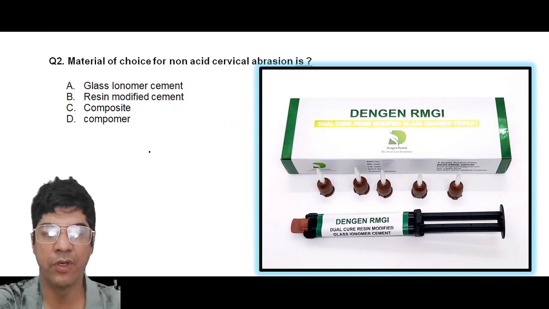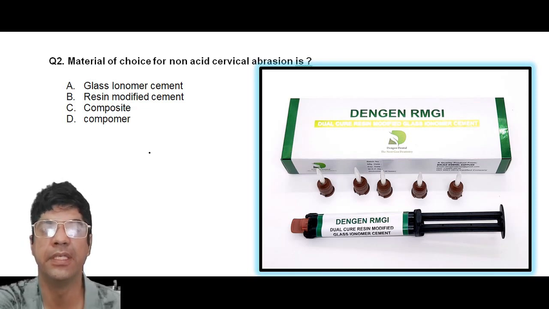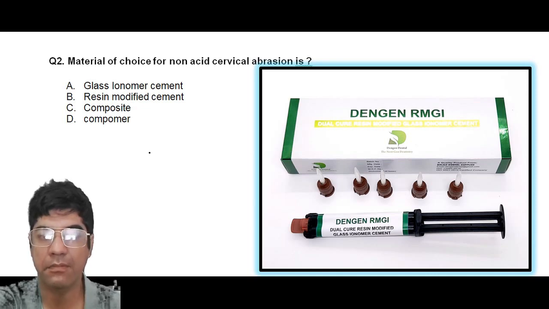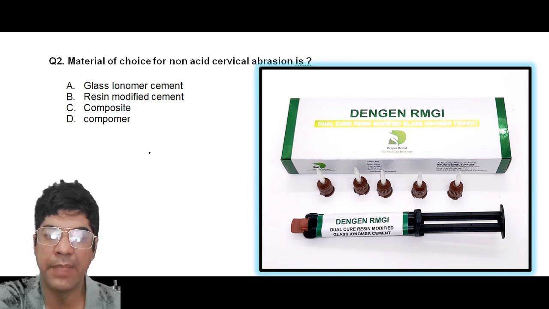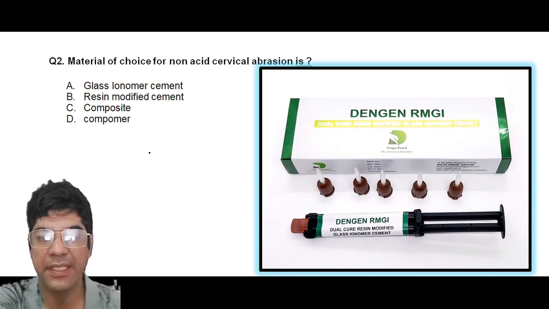Material of choice for non-acid cervical abrasion is the resin modified GIC. We know glass ionomer is a restorative material that is used in dentistry, but it may not be the material of choice for non-acid cervical abrasion. The resin modified GIC is the material of choice for non-acid cervical abrasions.